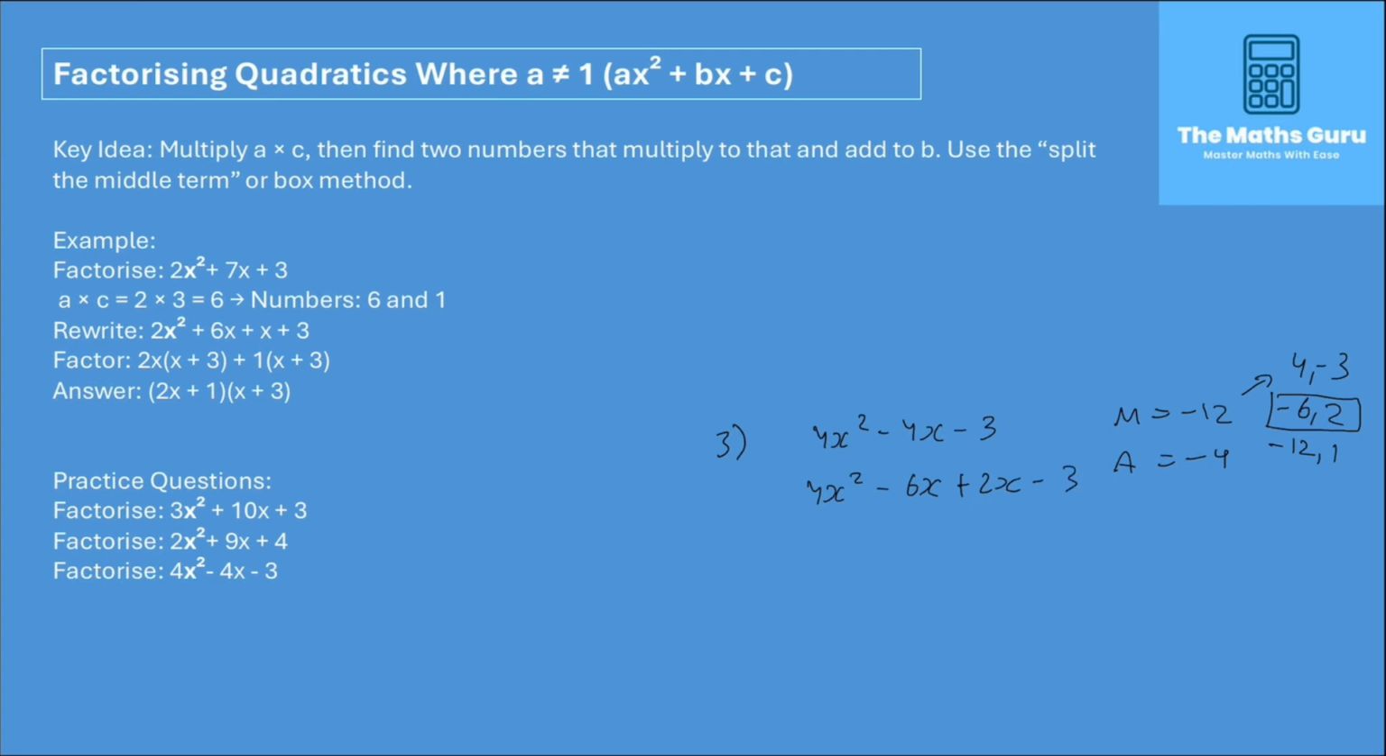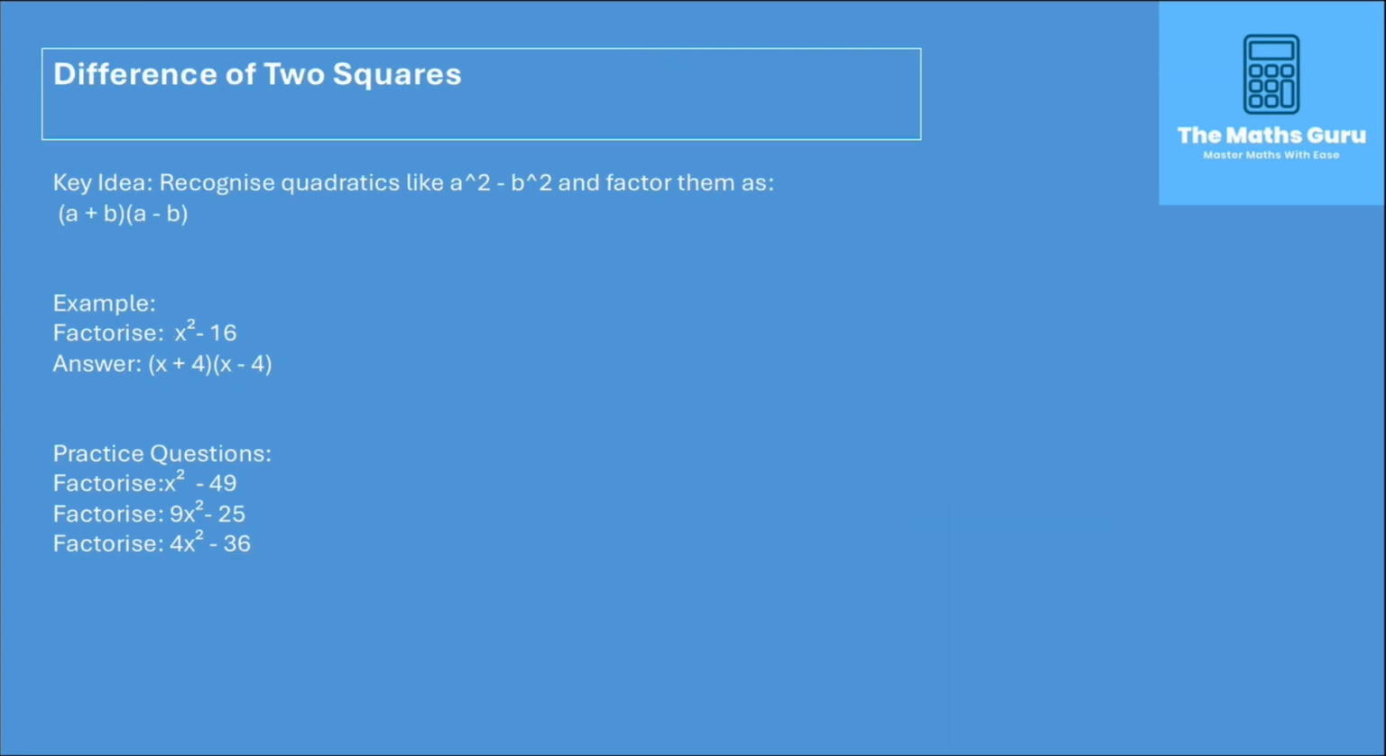In this case, we're going to use minus 6 plus 2, so 4x squared, minus 6x, add 2x, minus 3. Okay, now taking the highest common factor out, we have 2x as common. Then we can put 2x here, minus 3. Use 2x minus 3 on this side. And then we get plus 1. So 2x plus 1 and 2x minus 3 are our two factorized brackets.